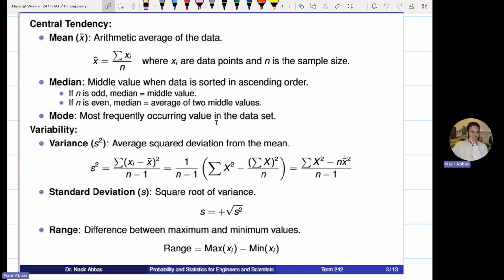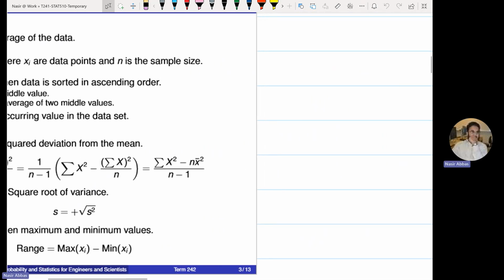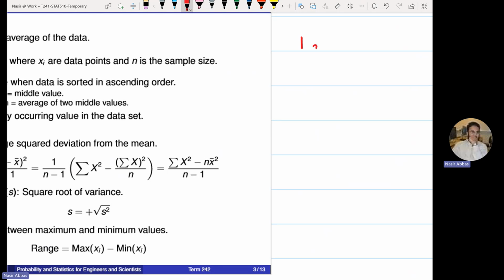The center cannot explain everything about the data. Let me give you an example. 1, 2, 3. This is the data set. 0, 2, 4. This is another data set. What is the mean of the first data? 2. What is the mean of the second data? 2. They have the same mean.